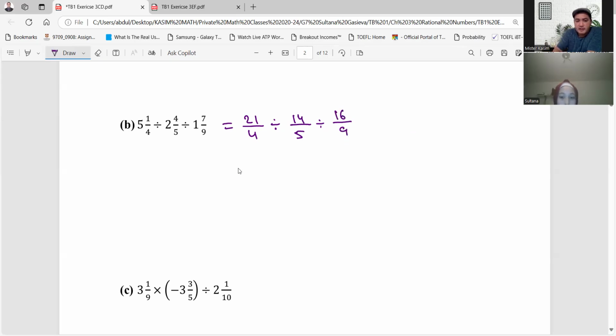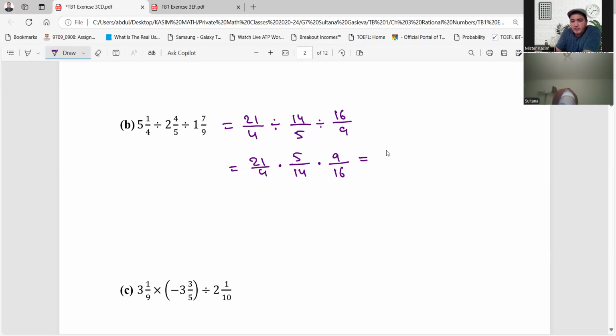Now we change this. So the first one, 21 over 4. Division changes into multiplication, times 5 over 14, right? And also division into multiplication, flip this fraction, 9 over 16, right? The only thing is, 21 and 14 have a common factor. As you see, the other numbers don't have any common factor.